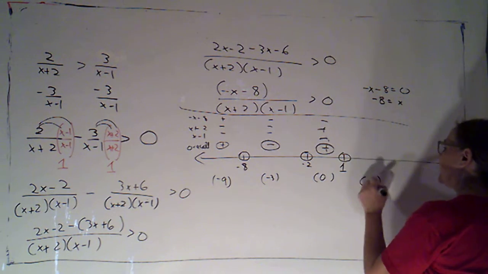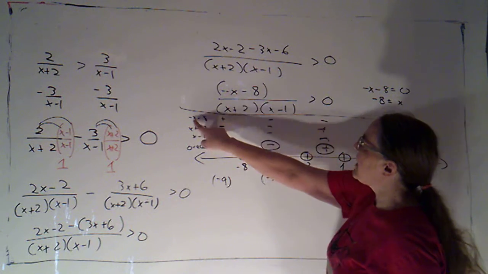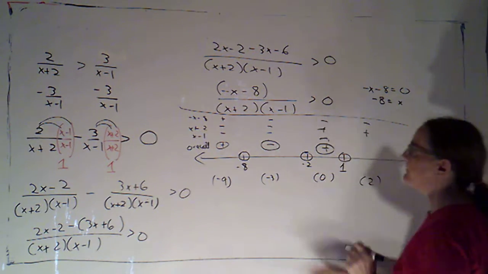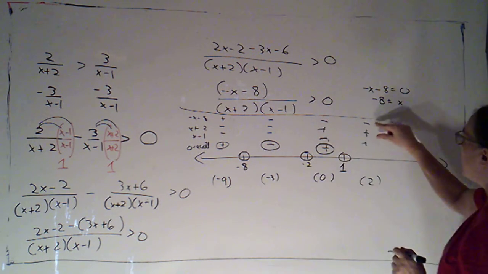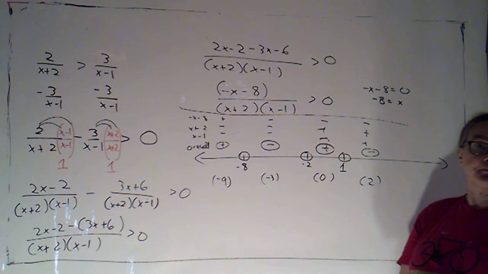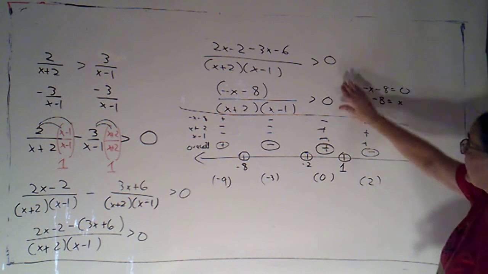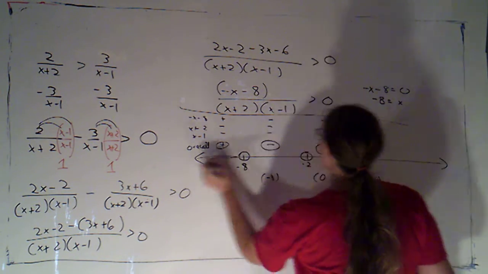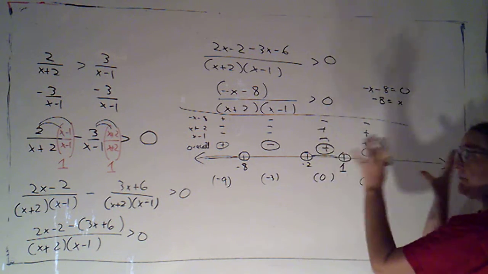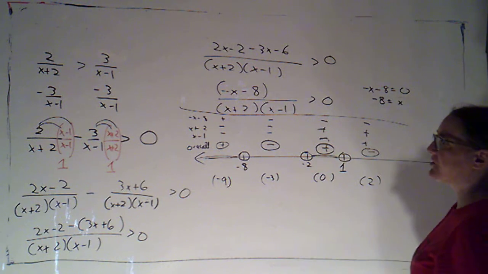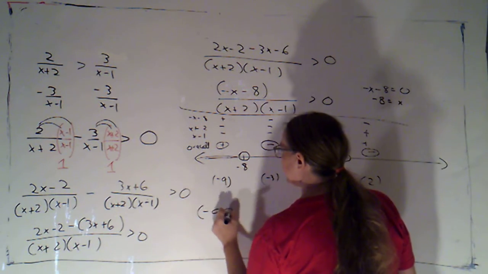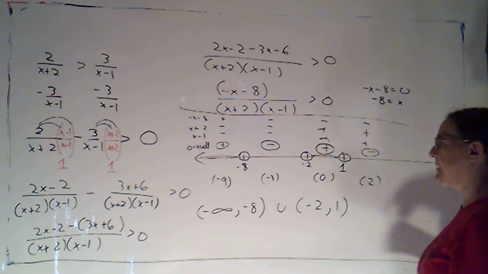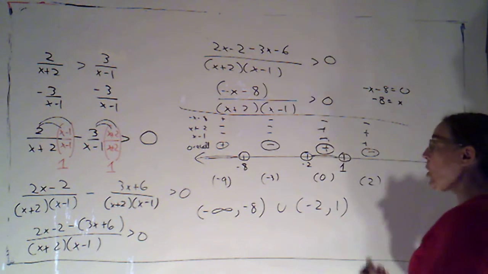And then to the right of 1, let's just try 2. So the opposite of 2 minus 8 would be negative. 2 plus 2 would be positive. 2 minus 1 would be positive. 1 negative and 2 positives is going to make that negative. Okay, now I look at what I wanted. I wanted bigger than 0. That's positive. So I'm going to just shade the portions that I marked as positive. That's a picture of my answer. And then we were going to give our answer in interval notation. So it would be the interval from negative infinity to negative 8, union negative 2 to positive 1, parentheses around all of those endpoints.